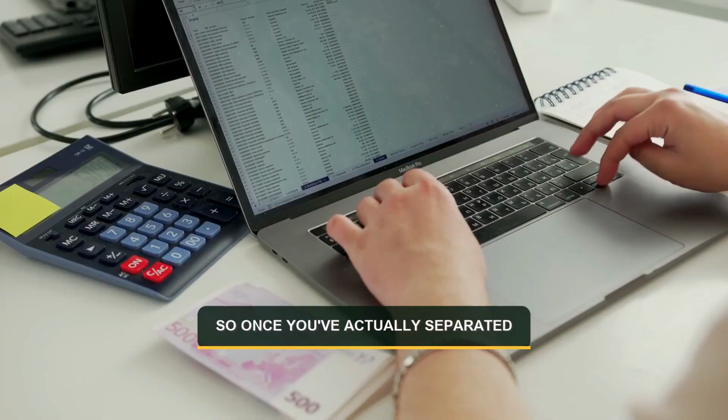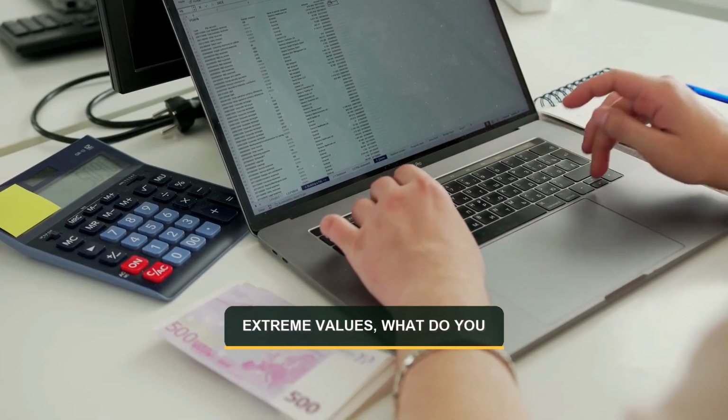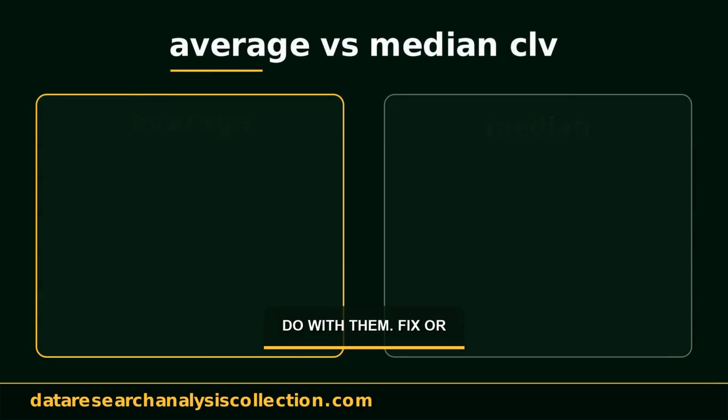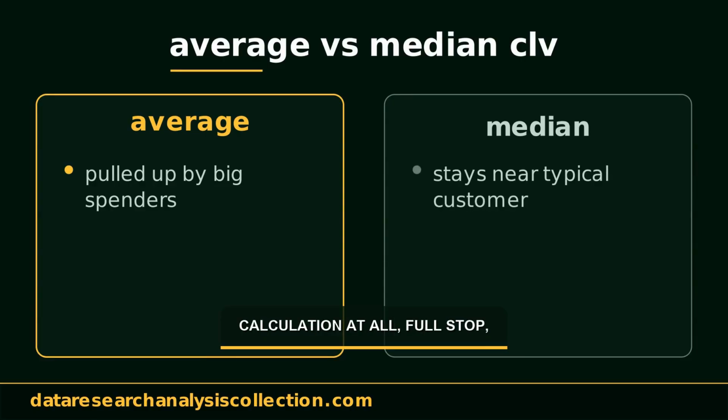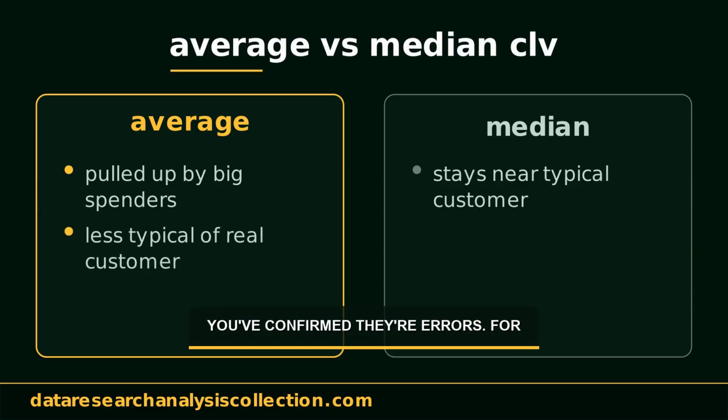So once you've actually separated the errors from the real extreme values, what do you do with them? Fix or remove the confirmed errors outright. The duplicate charges, the test data, the broken tracking events, those don't belong in the calculation at all. Full stop. No judgment call required once you've confirmed they're errors.